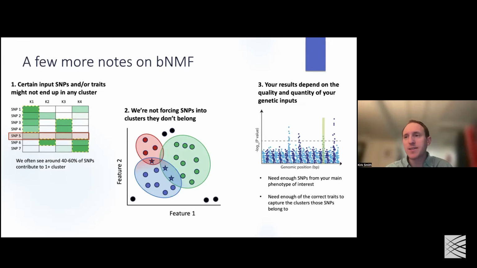And then lastly, it's important to remember that your results will depend on the quality and quantity of your genetic inputs. The more powerful GWAS that you have means the more SNPs you have as inputs, and also the more reliable your variant trait associations will be. Additionally, the number of traits you input will have a big impact on the number of clusters that you get. However, a big caveat there is that it's not necessarily the number of traits, but the number of relevant traits.